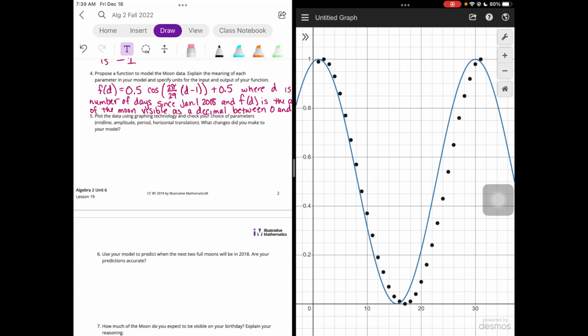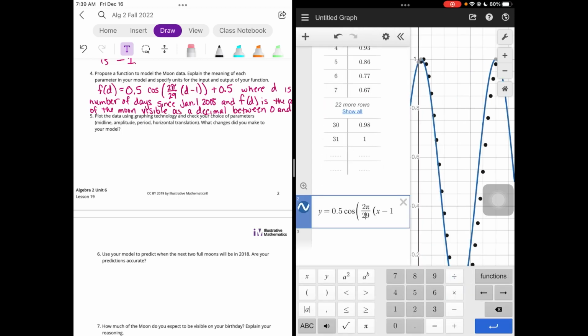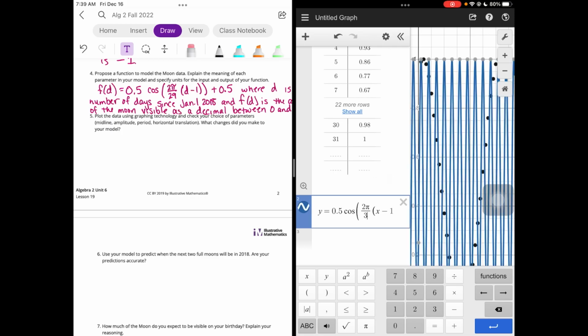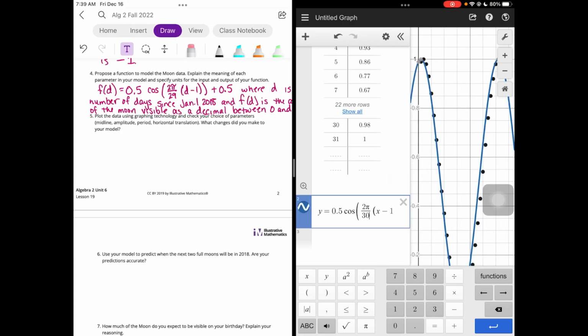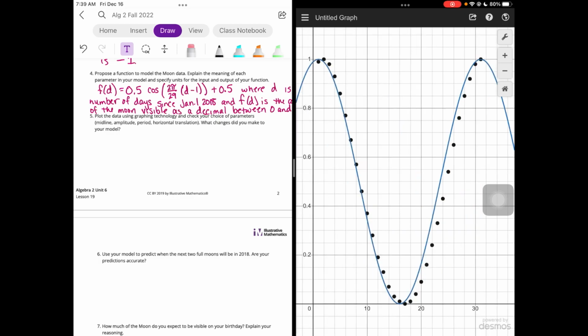So if we were to leave it the way it is, if we wanted to change the period maybe to 30, let's change that period to 30. That fits a little bit better, right? So we'll change the period to 30.